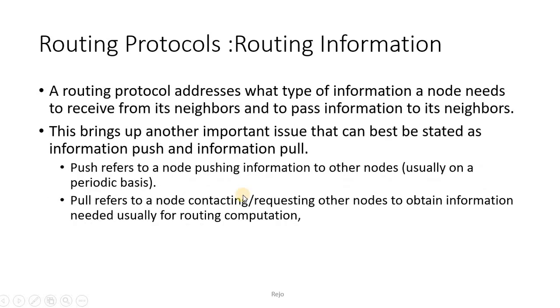A routing protocol will have to exchange the information it has with the neighboring nodes, and it will have to take the information from the neighboring nodes. For this, it happens with either information push or information pull. Information push refers to a node pushing the information to other nodes. That is, even if the other nodes don't require the information, it will simply be thrown to the other nodes. Pull refers to the node contacting or requesting other nodes to obtain the information needed, usually for the routing computation. That is, on a demand basis, the information is retrieved from the neighboring node.